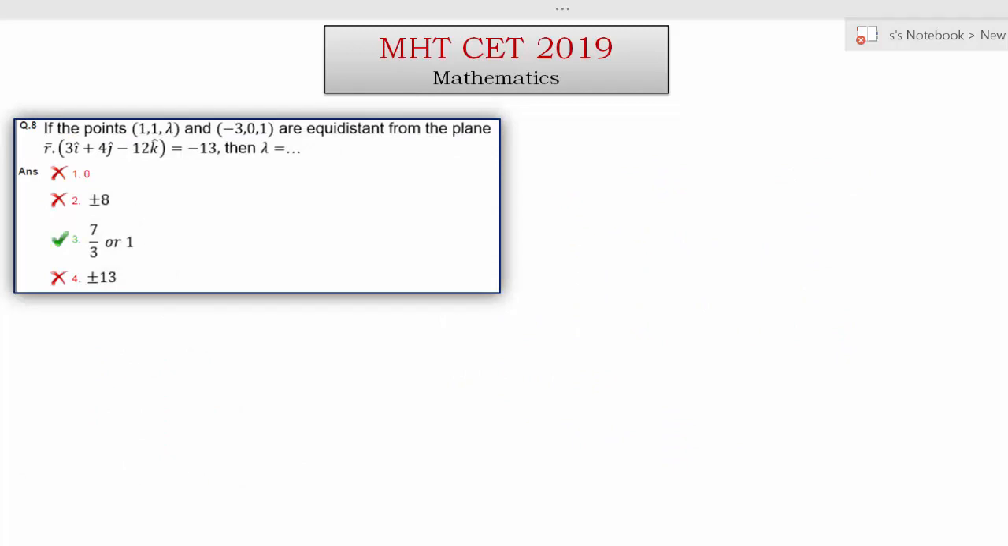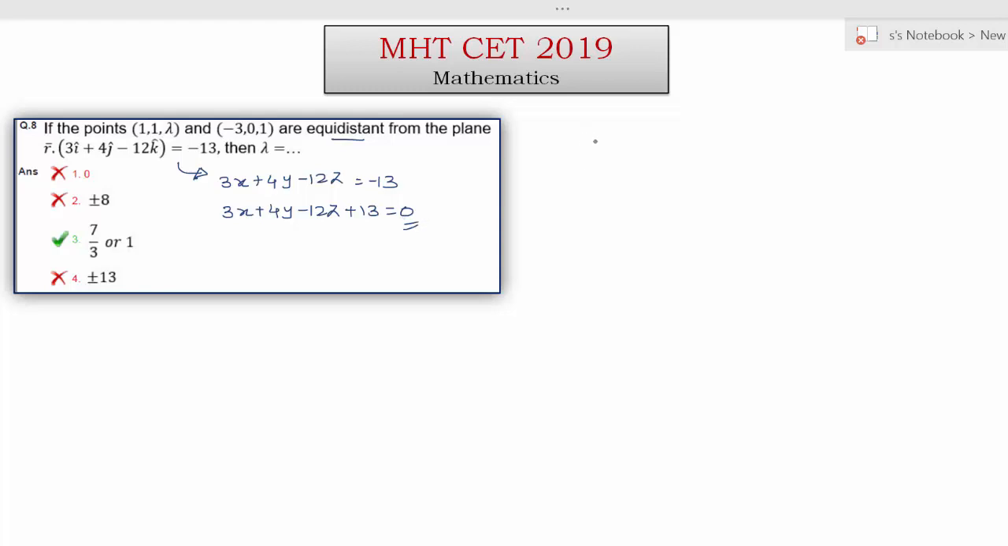Okay, let's move on to question number 8. It says if the points 1, 1, lambda and minus 3, 0, 1 are equidistant from the plane. Equidistant means same distance from this plane. First, we'll try to convert this vector equation into Cartesian form. That is, just put i as x, j as y, and k as z. So we get 3x plus 4y minus 12z equal to minus 30. Right? So 3x plus 4y minus 12z plus 13 equal to 0. So we got the Cartesian equation of the plane.